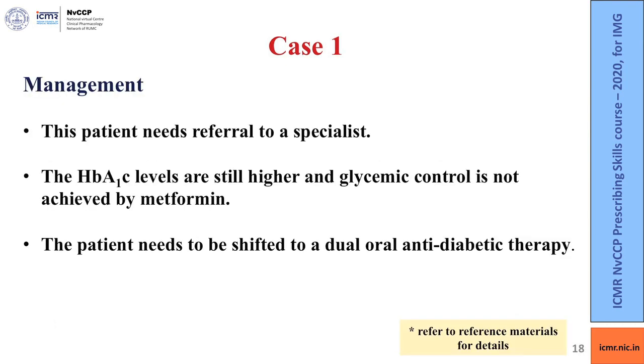As discussed earlier, this patient needs referral to a specialist. The HbA1c levels are still higher and they are not yet controlled by metformin. The patient needs to be shifted to a dual oral antidiabetic therapy. The details of oral antidiabetic drugs are provided in the reference material along with this module.